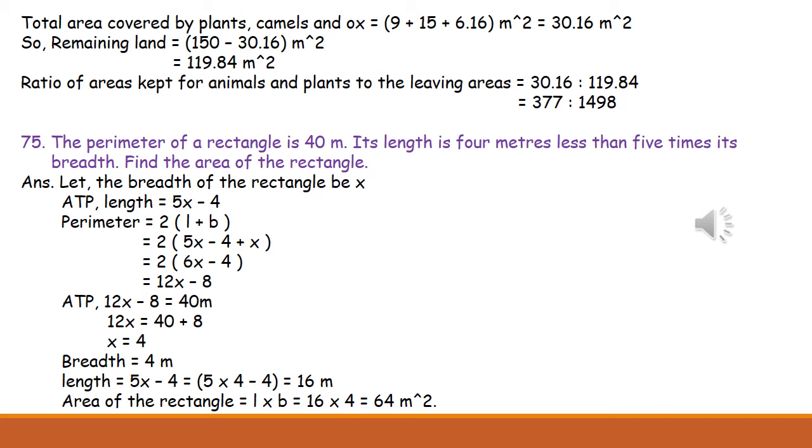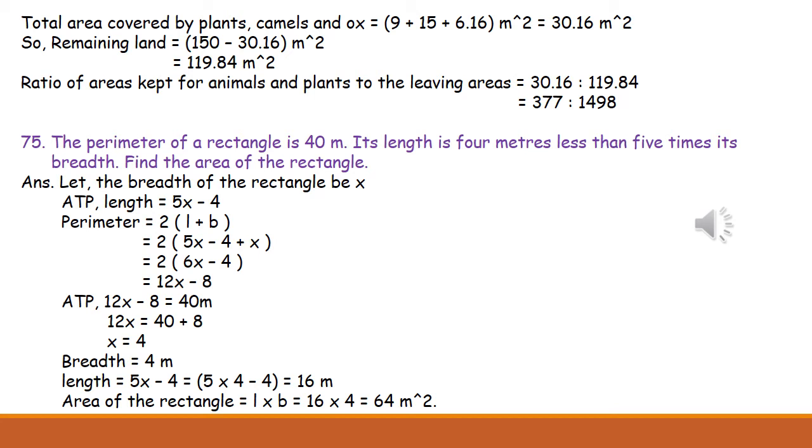Alright. So we are moving to the next sum, 75th sum. The perimeter of a rectangle is given as 40 meter. If the length is 4 meters less than 5 times its breadth, find the area of the rectangle. Alright. So let the breadth of the rectangle be x. The length will be 5 times x minus 4.